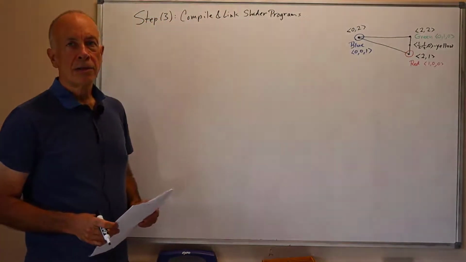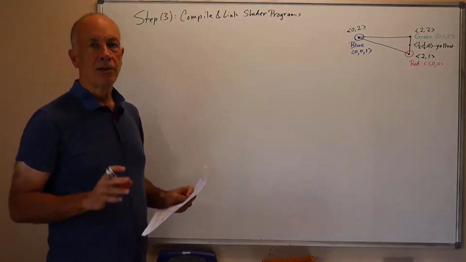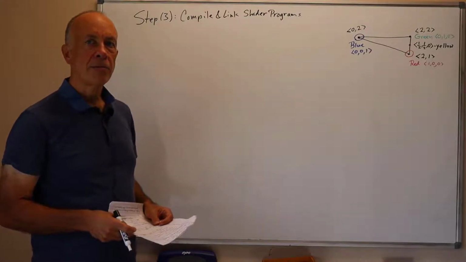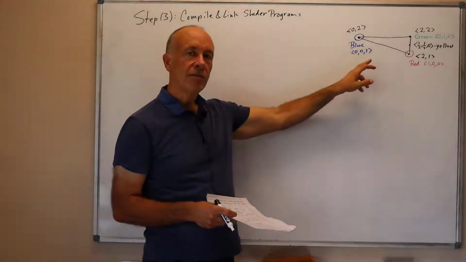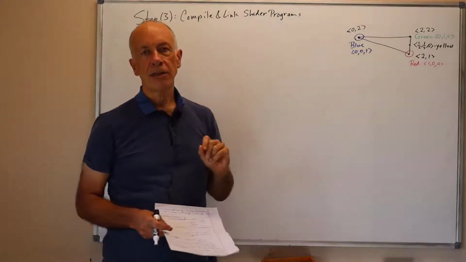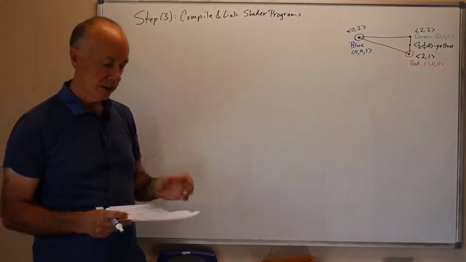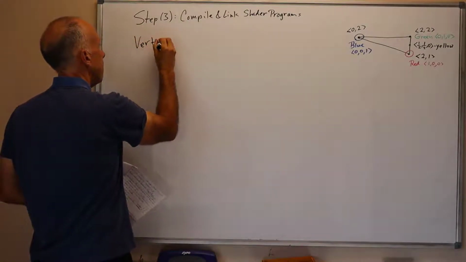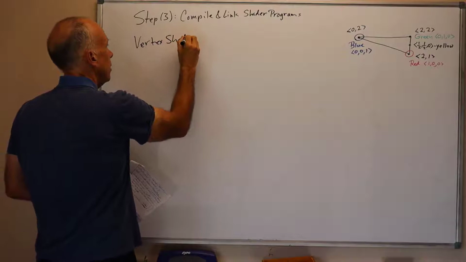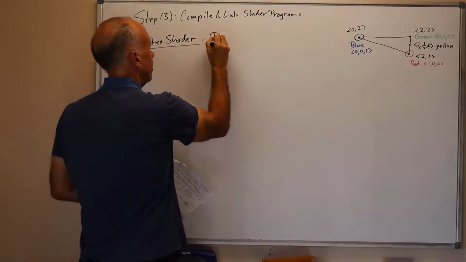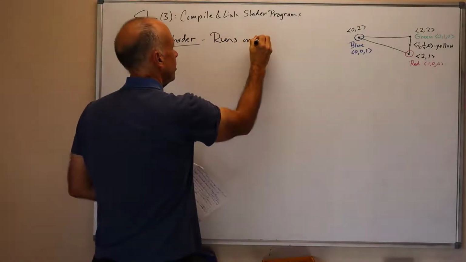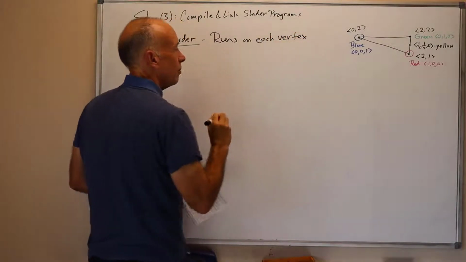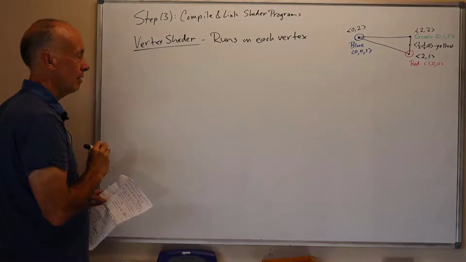For this program, the shader program consists of 2 shaders, the Vertex shader and the Fragment shader. The Vertex shader will run once on each of the 3 vertices. The Fragment shader will run once for each pixel covered by the triangle. So let's start with the Vertex shader. And as I said, it runs on each vertex. So for each vertex, it'll take the XY position of the vertex and the color.